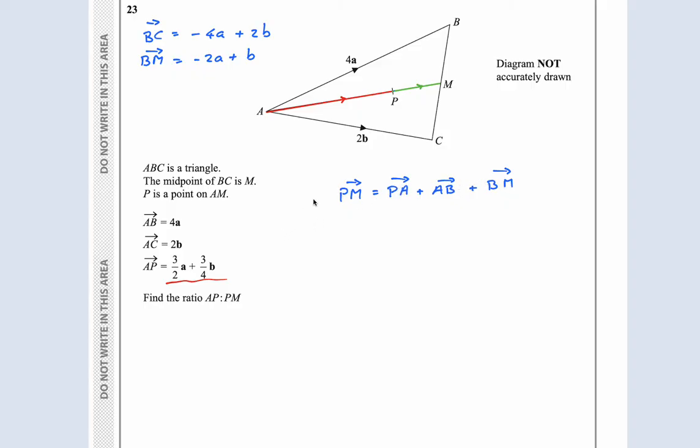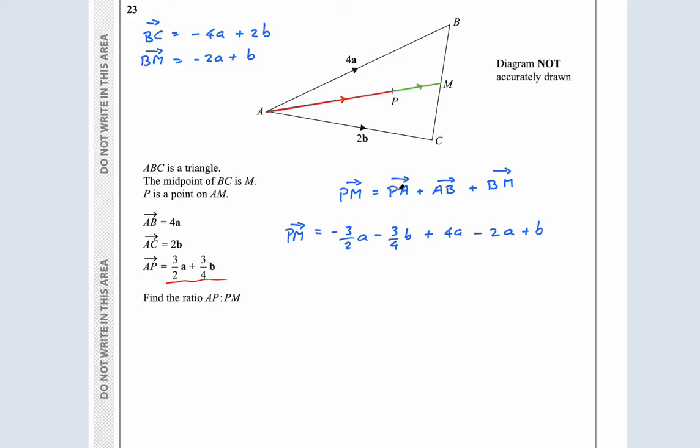So hard work is done. Right, let's write it down here. PM equals PA, as I say, is negative this. So it's minus 3 over 2a, minus, both minus guys, 3 over 4b, plus 4a, because AB is 4a, it's given. And then plus this, which is actually minus 2a plus b. So that's my 3 vectors.